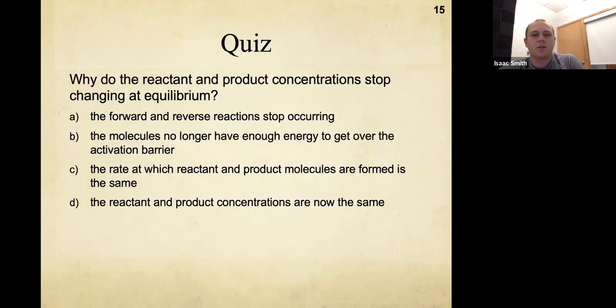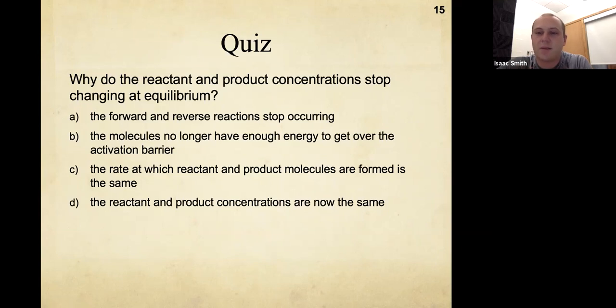The question says, why do the reactant and product concentrations stop changing at equilibrium? Forward and reverse reactions stop occurring. That's not true. The reactions are always happening. The molecules no longer have enough energy to get over the activation barrier. That's also not true, because as long as the temperature remains constant, say 100 degrees Celsius, if it initially had enough energy to make the reaction happen, it's still going to have enough energy to do the reaction.